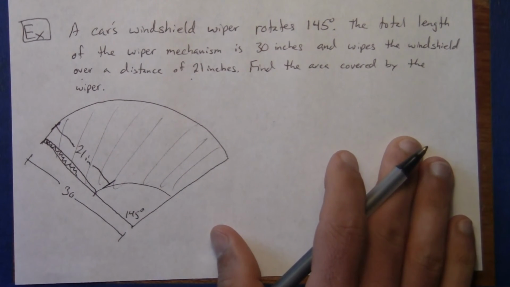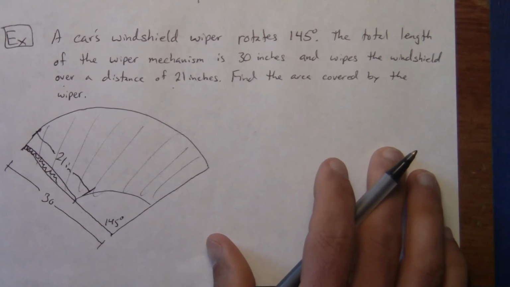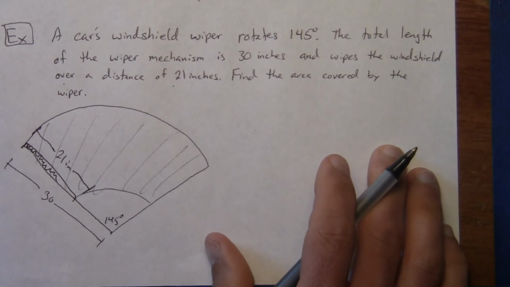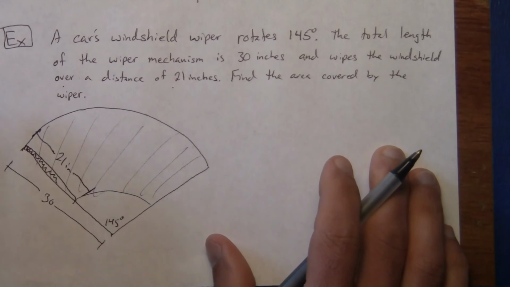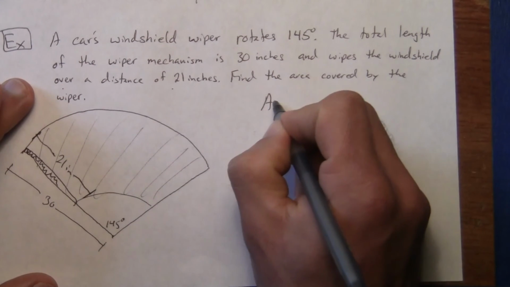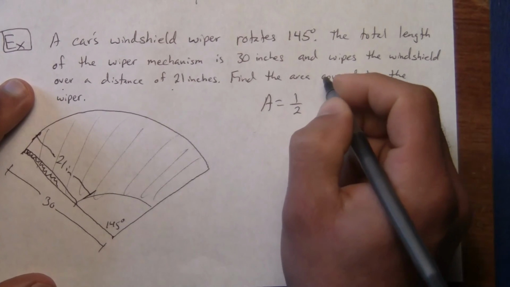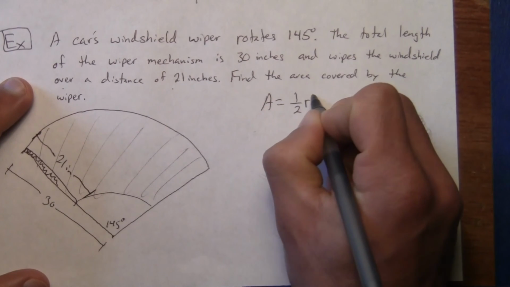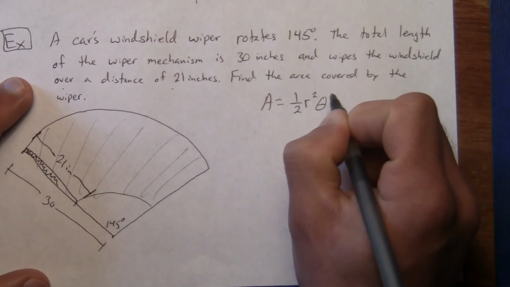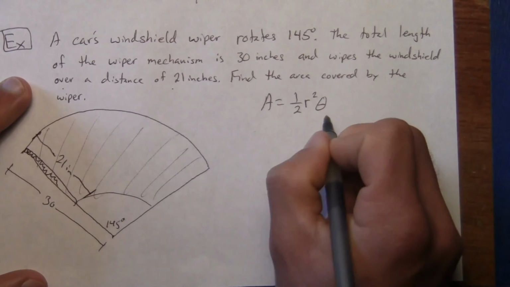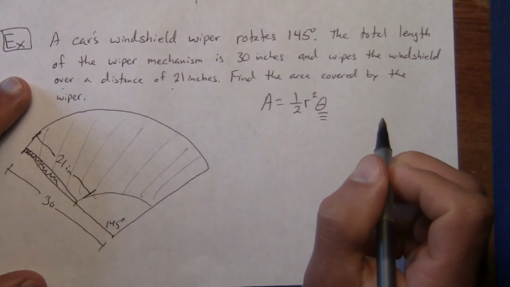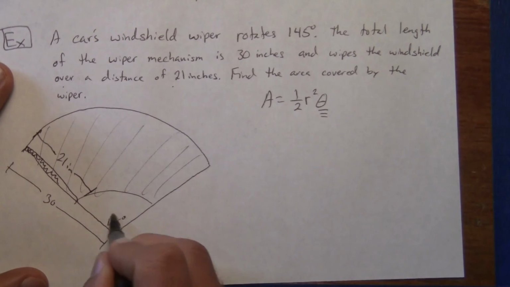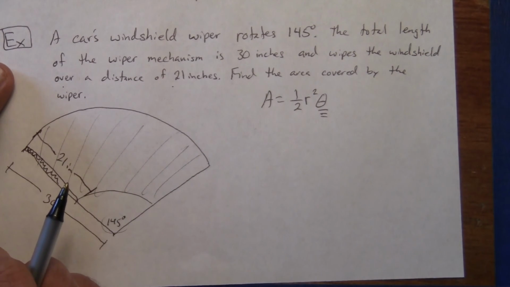Now if you look at it, you're looking at the area of a sector. And when we looked at the area of a sector in the notes for 4.1, we said that the area of a sector is equal to 1/2 times r squared times theta. And we said that you have to be careful because theta has to be in radians. So if I put 145 in there, it's not going to work.